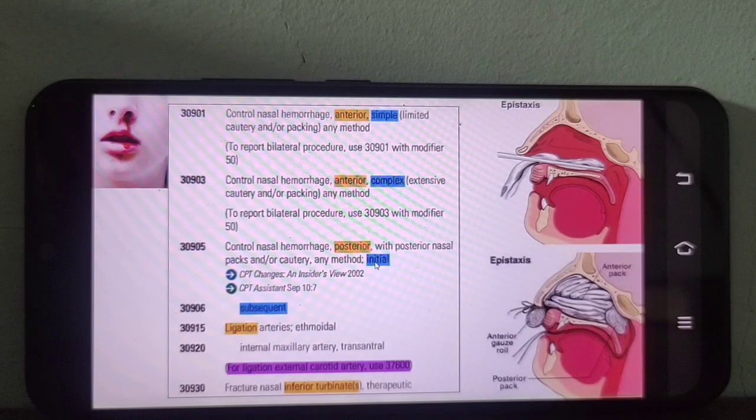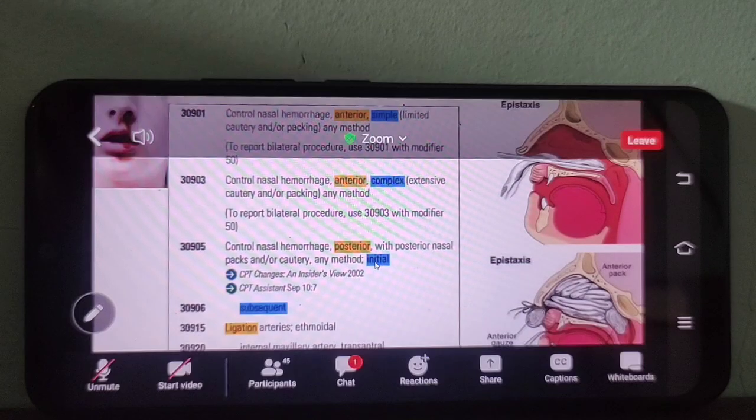Then 30915, ligation. Ligation means joining.